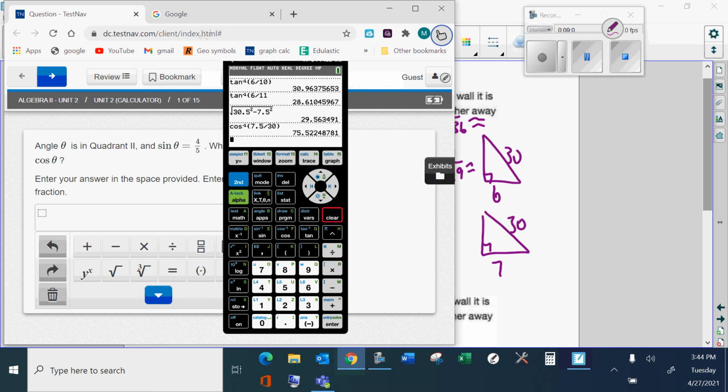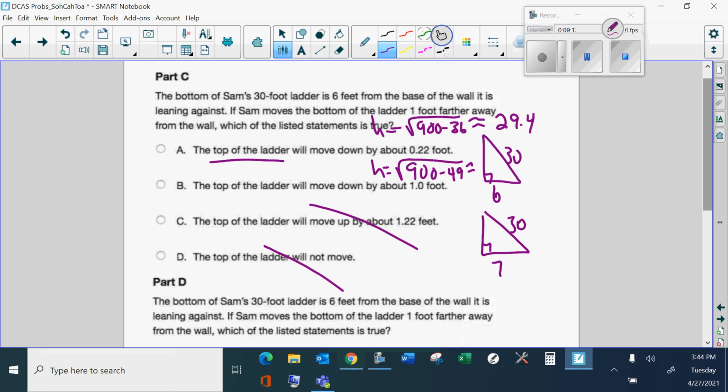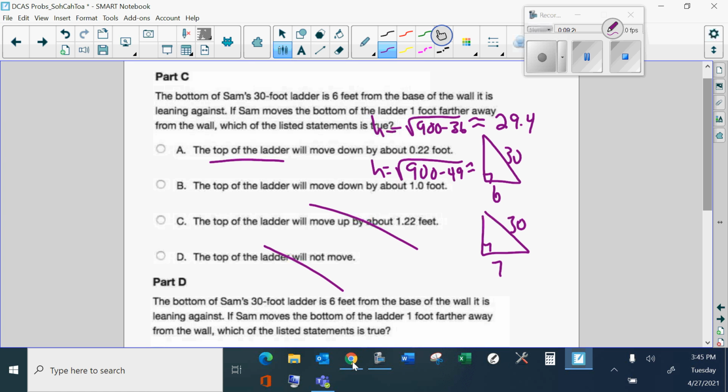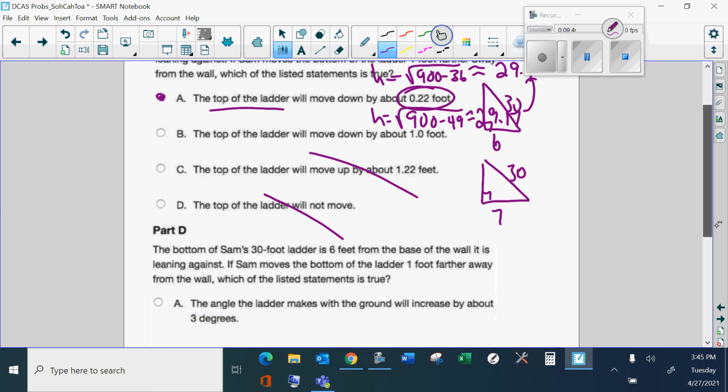Square root of 900 minus 36, 29.4, and square root of 900 minus 49, 29.17. So that was down by 0.22. We rounded, 0.22 feet. There's my answer right there. Okay, part D.